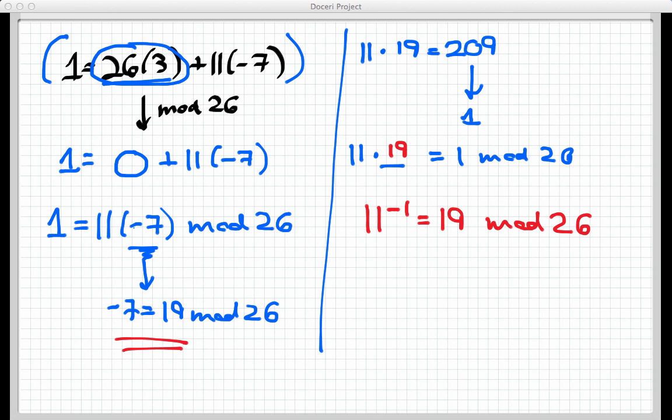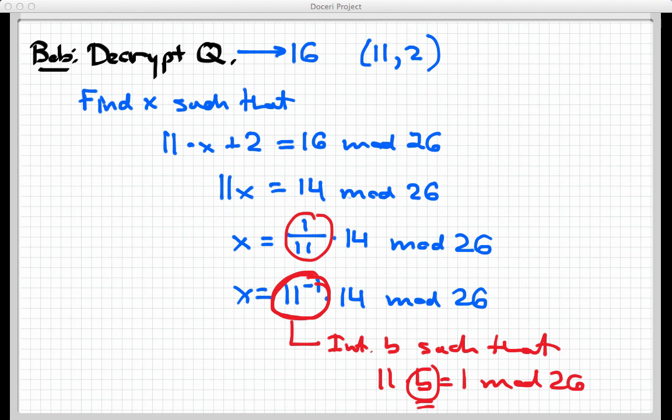Now let's get back to Bob. What is Bob going to do? What was Bob trying to do? He was trying to find a number such that 11 times that number is congruent to 1 mod 26, and that number is 19. So in order to get the plain text back, to get the x, he's got to take 19 times 14 and reduce the result mod 26. Let's do that right here and see what happens.